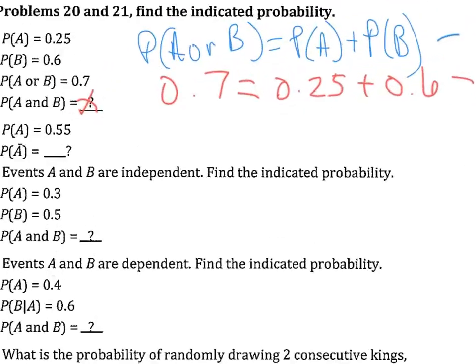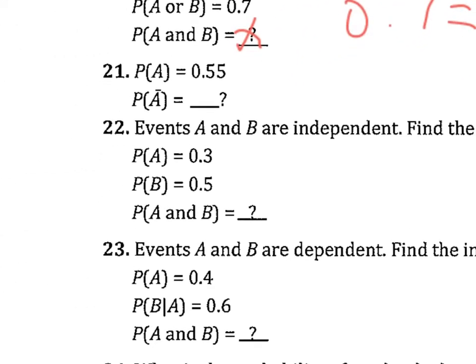In number 21, a little different here. We want to know what's the probability of it not being event A happening. So all you got to do, this is real simple. What's left over, if it's a 55% chance of it happening, or 0.55, what's the chances of it not? So just take 1 minus 0.55. And that'll give you the probability of it not happening.